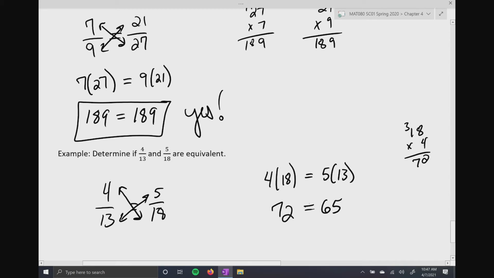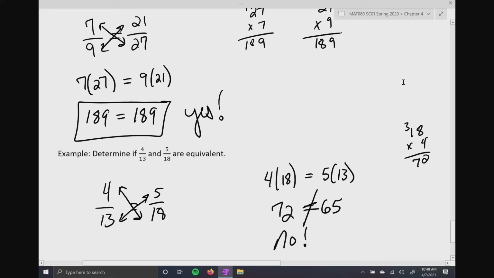So notice 72 does not equal 65. So you put no. Those two fractions are not equivalent. How we looking? Pretty good? All right, so are there any questions?